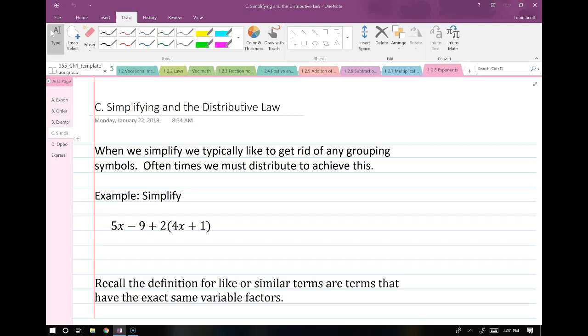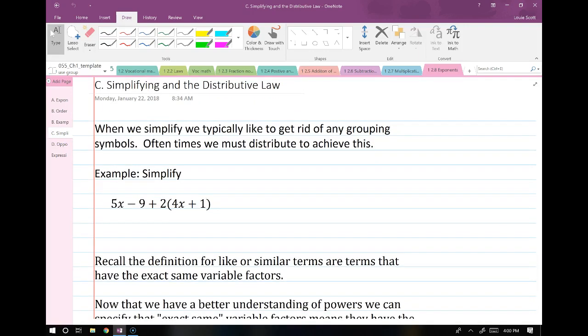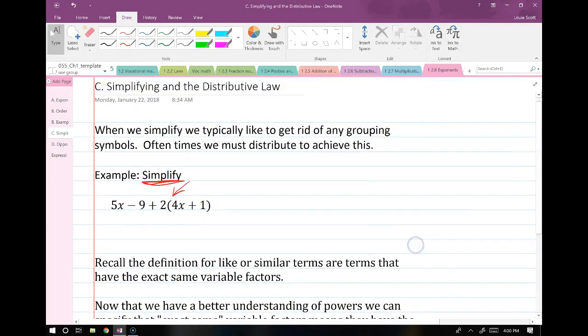Keep going. Okay, so this is a good one. When it comes to order of operations or any problem, if anybody asks you to simplify it, that means there should not be any brackets like this. We have 2 multiplied into this sum, which is not simplified. If we ask you to simplify something, those should be completely gone. So for this particular one, you would distribute that 2 in. So you'd say 5x minus 9 plus 2 times 4x, that gives us 8x, and then 2 times 1 gives us a plus 2.